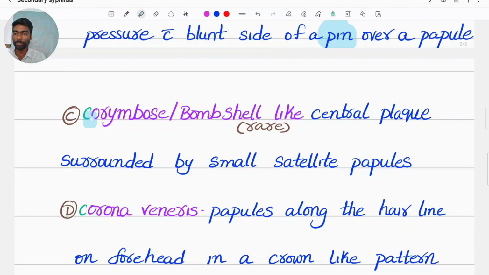Next, corymbose or bombshell-like. Central plaque means a central large papule surrounded by small satellite papules. It is rare.